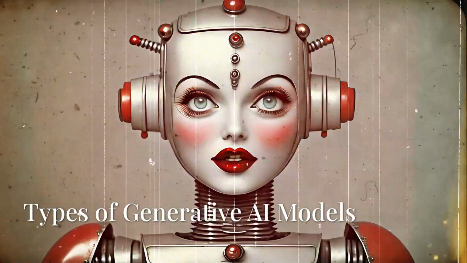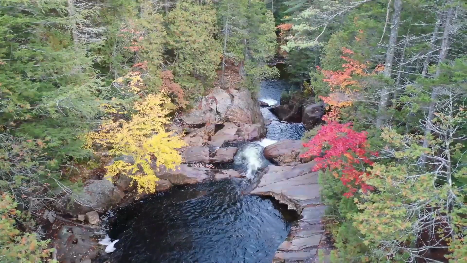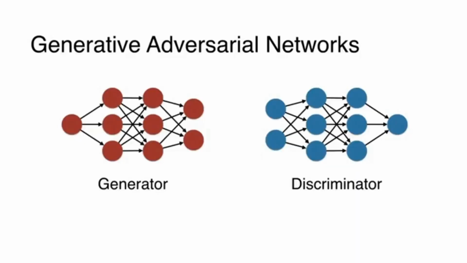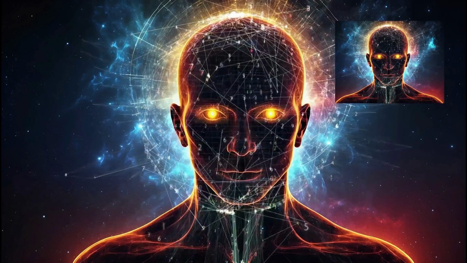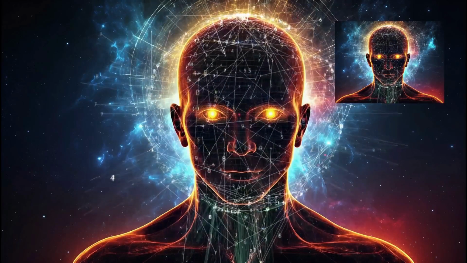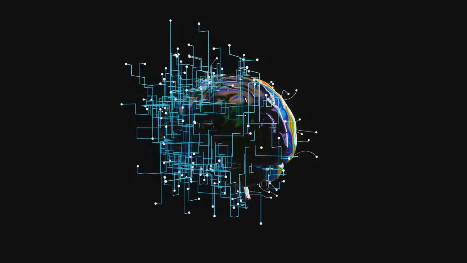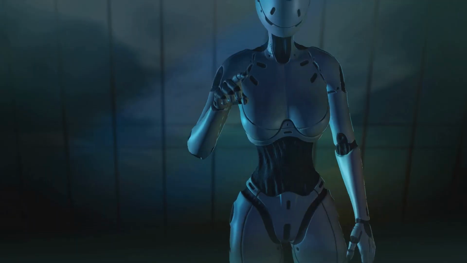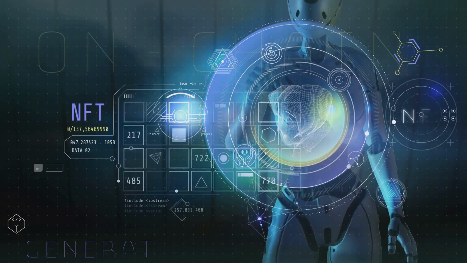There are several different types of generative AI, each with its own unique way of creating things. Let's touch on a few key ones. Generative adversarial networks, or GANs. Think of these as having two AI brains working against each other, a generator that tries to create fake data, and a discriminator that tries to tell the fake from the real. This competition leads to really realistic outputs, especially in images and videos.